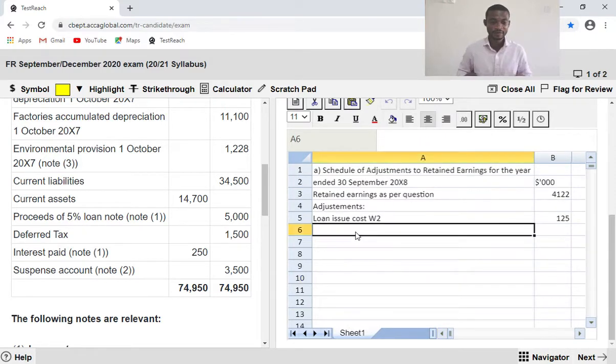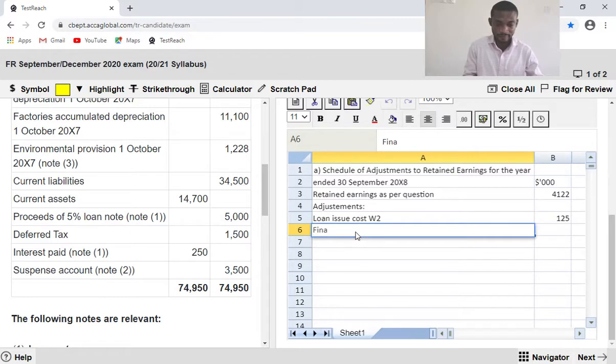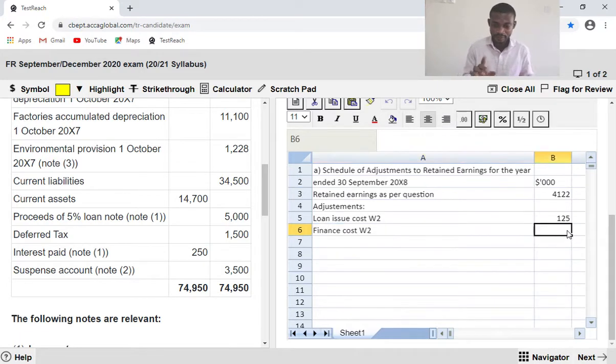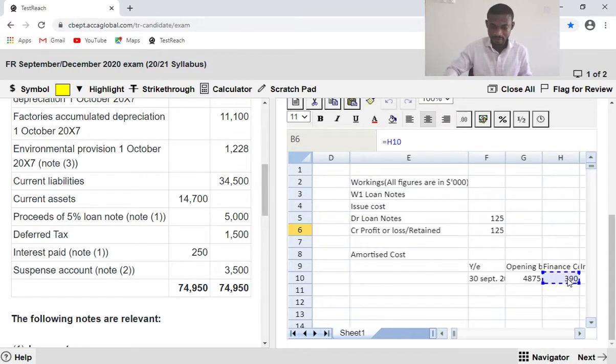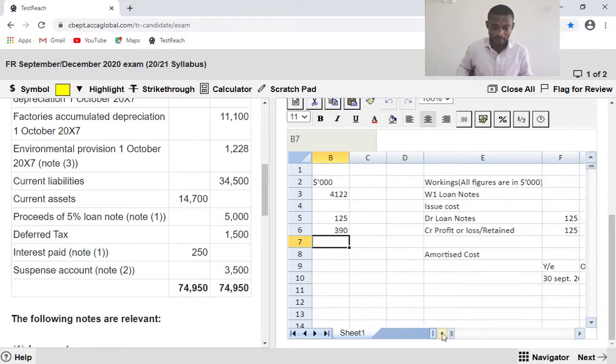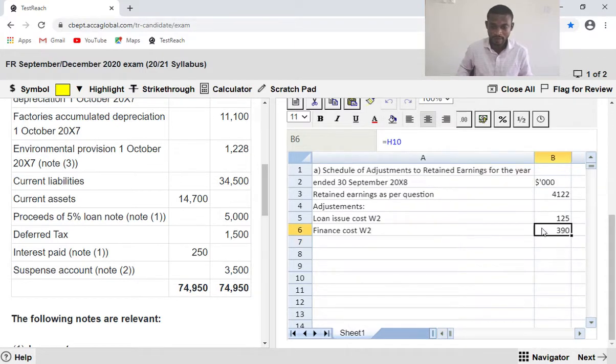So I'll say finance cost also workings 2. I'll say equal to, then I'll go down there and bring that figure 390. Now, remember, please watch. The finance cost is a deduction on the face of the adjustment. So I will just reveal it again, which is double clicking it. And after the equal to sign, I'll put minus there and say enter. It has negated it for me.